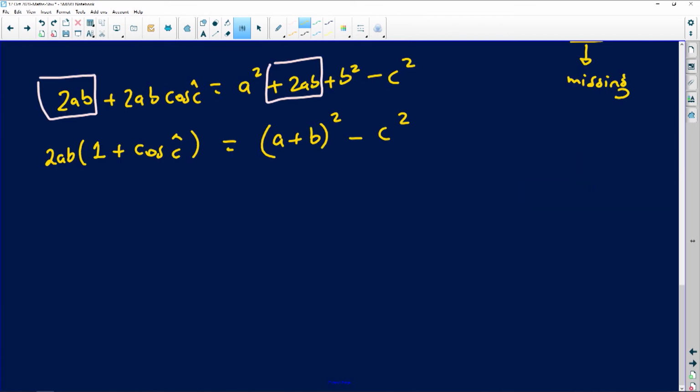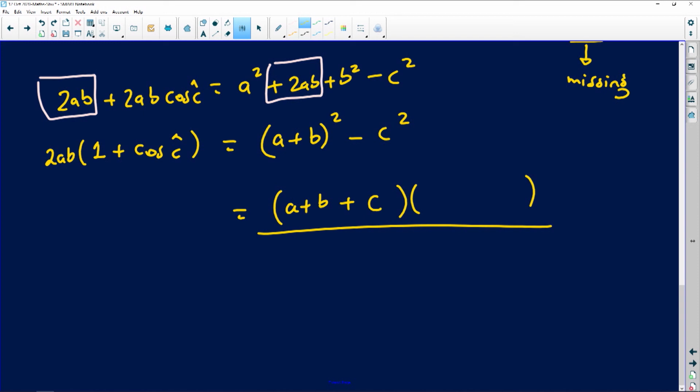Now that I'm here on the right-hand side, I'm going to apply my difference of two squares. When you're factorizing a difference of two squares, it's always two brackets. Then it's going to be the first term, which is a plus b, plus the second term, times a plus b minus the second term. That's the factorization. And then if I divide both sides by 2ab, that leaves me on the left-hand side with 1 plus the cosine of angle C, which is exactly what they wanted us to deduce without any challenges.